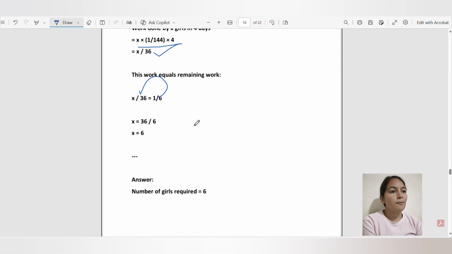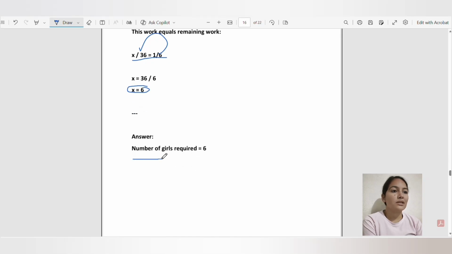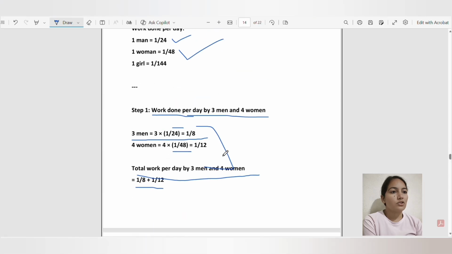So we can equate these two. X by 36 is equal to 1/6, so the value of X is 6. So the number of girls required to complete the remaining task in 4 days is 6. So option A is correct for this question.